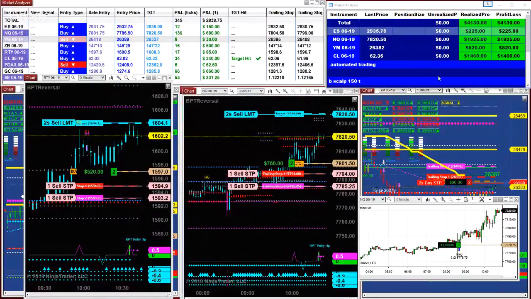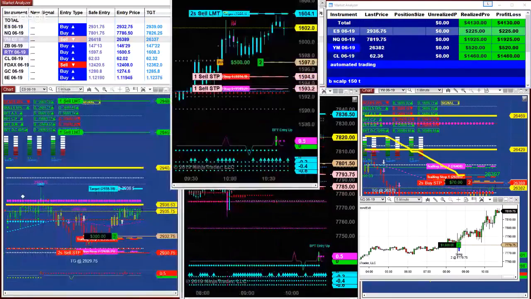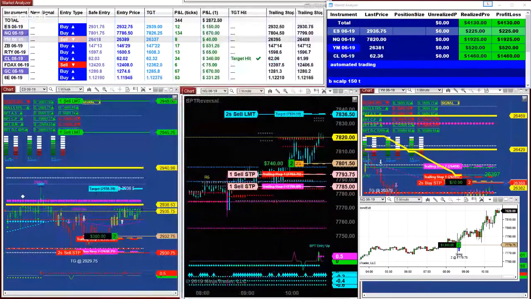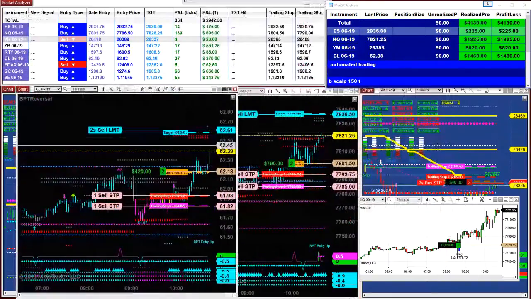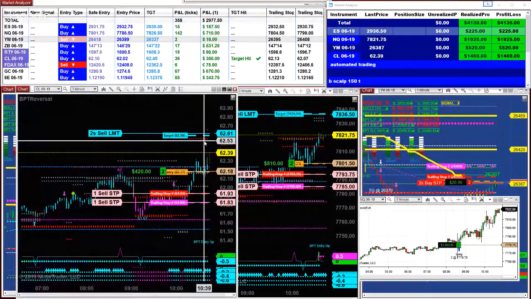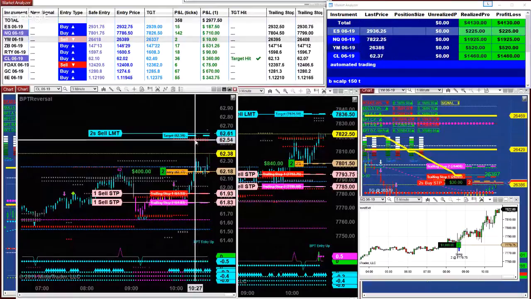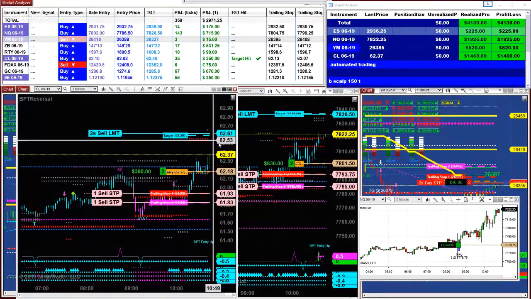So on the Russell, I'll keep my eye for it. And then on the CL, we have a problem on the CL at 62.51, 53, and 54. You see there is a double resistance here, so you got to be careful on that one.